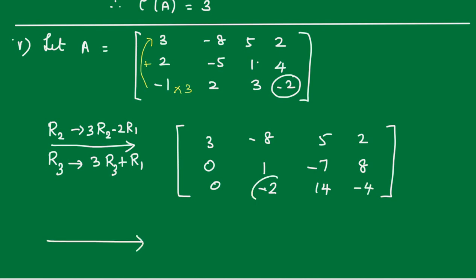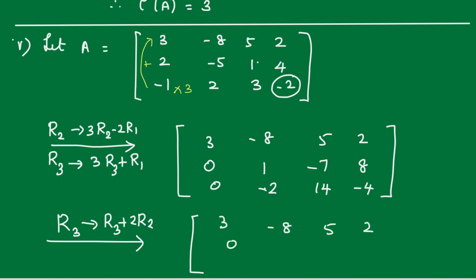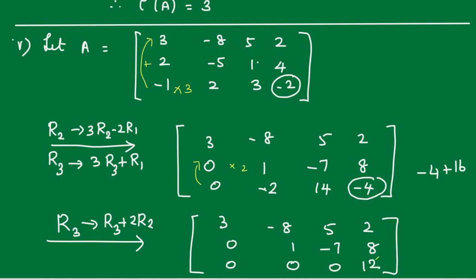Next transformation: our aim is to bring this A32 element to 0. So what is the transformation we are going to do here? This is R3 tends to R3 plus 2 times R2. The first row remains as it is, minus 8, 5, 2. The second row also remains as it is. We are going to transform R3 with 2 times R2: multiply the second row with 2 and then add. So we get the last element to be 0. The next element becomes 0. Next in R3, 14 minus 14 gives us 0, and 2 into 8 is 16, so this element is 12.